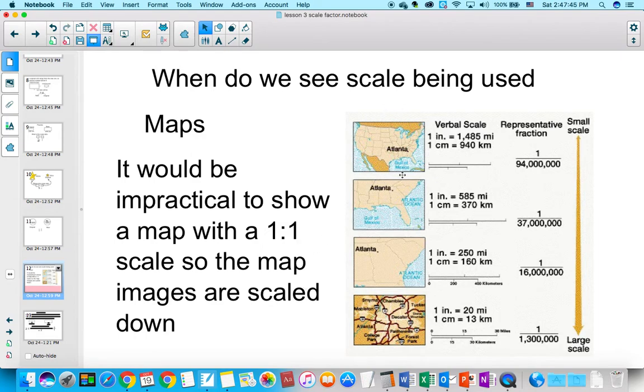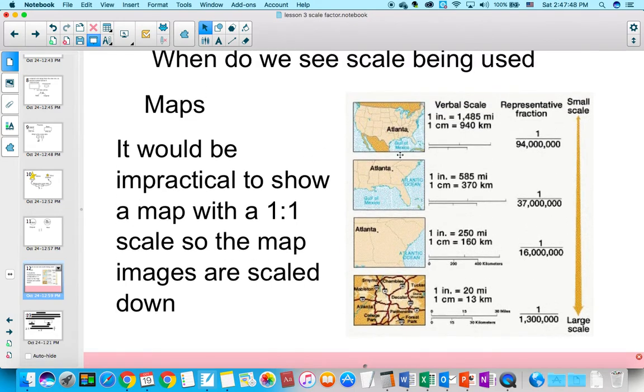So in this picture, the one I found was for Atlanta. In this picture, you can see that the ratio or the scale is 1 to 94 million, in the sense that 1 centimeter equals 940 kilometers, right? They've scaled it down to such an intense level so that you can just open the map and it sits in your lap rather than being this huge thing. And as you zoom out, you have a larger and larger scale.